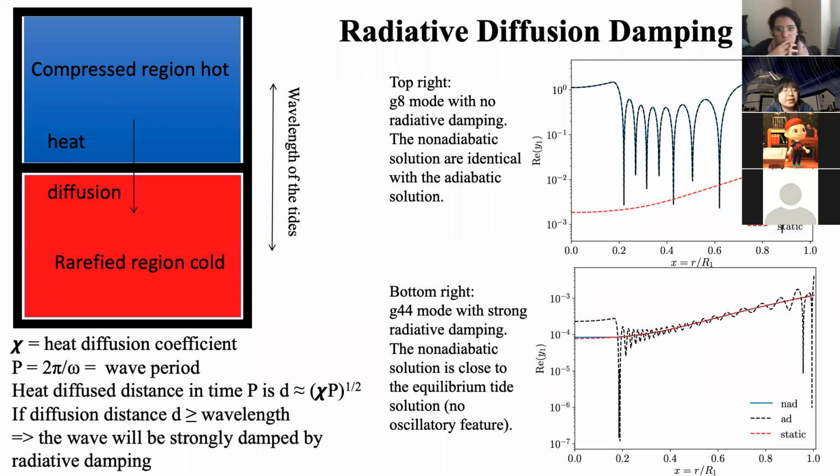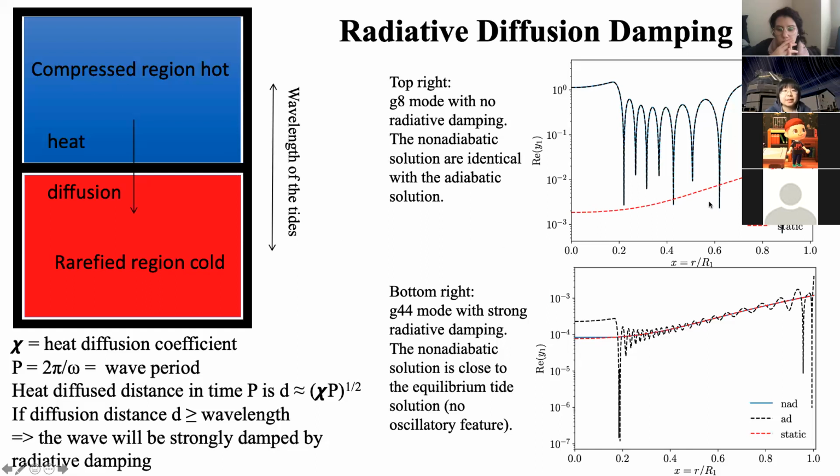The third damping effect is the radiative damping, which is very, very important in massive stars. The wave-like response creates some compressed and decompressed regions in stars, resulting in hot and cold cells next to each other, and heat can flow from the hot to the cold cells. The heat diffused distance in time P is the square root of the heat diffusion coefficient multiplied by P. And if this heat diffused distance is greater than the wavelength, the wave will be strongly damped by radiative damping.